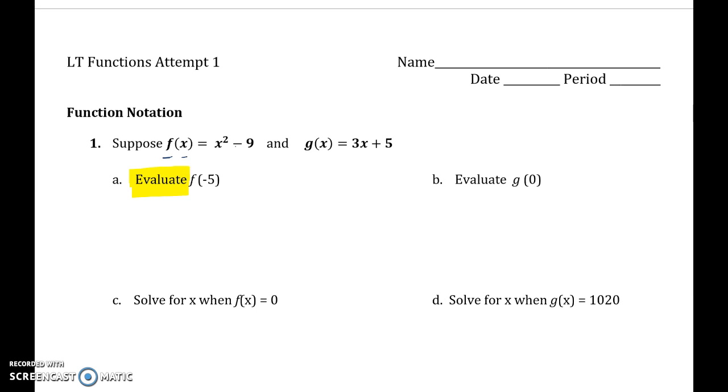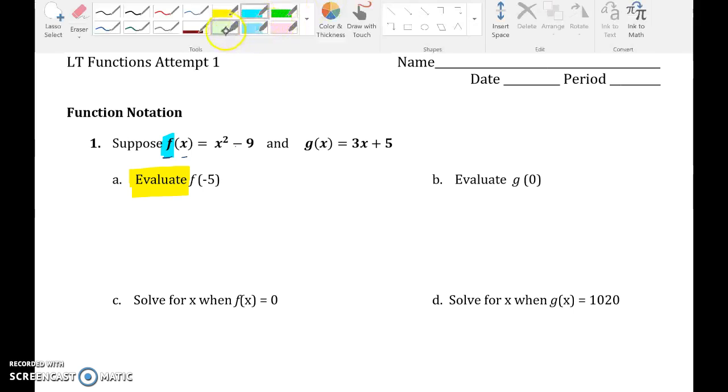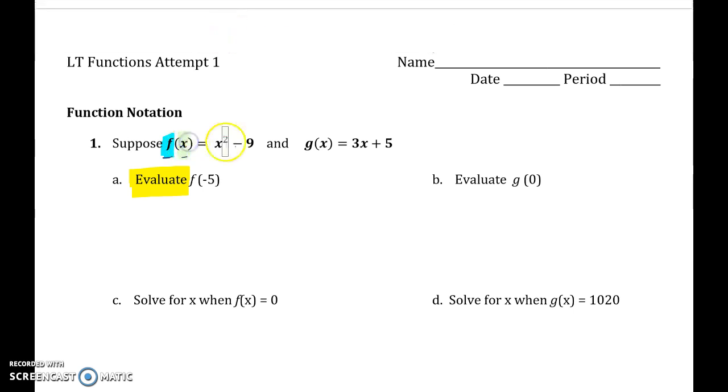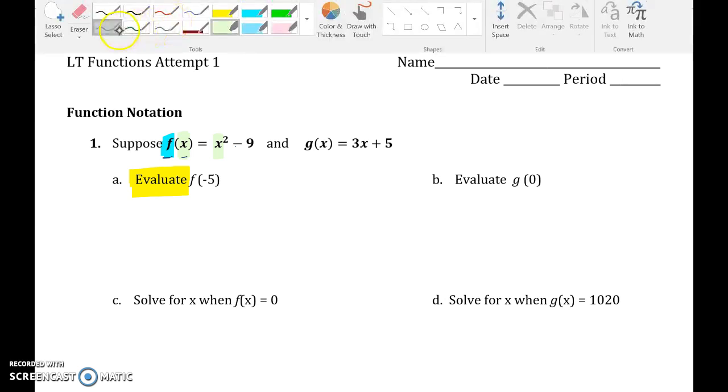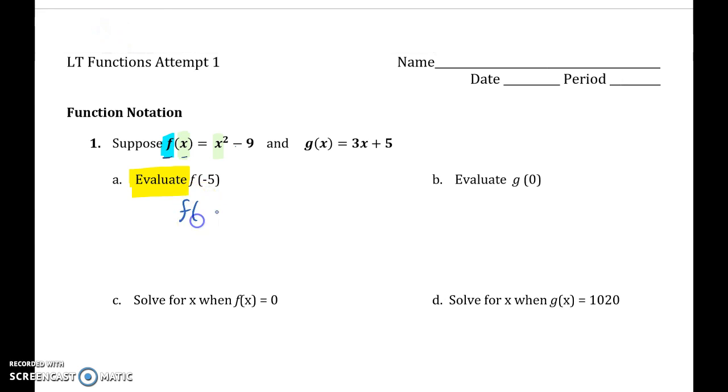So if you'll remember the way we read this, function f with an input of x results in that input squared take away 9. So when we go to solve this, I'll just start off by rewriting: function f with an input of -5 results in that input squared take away 9.